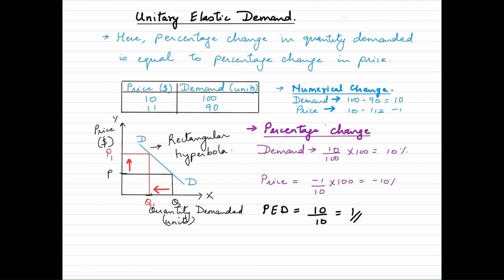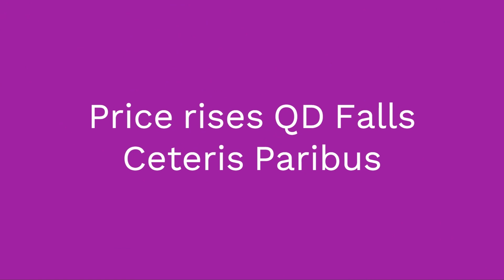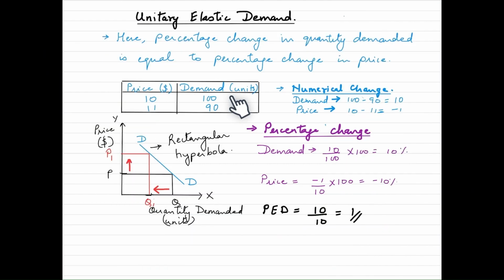Now, if we look at the schedule here, we see that we have price in terms of dollars and demand in terms of units, and we can observe that the price has gone up from $10 to $11, and consequently the law of demand operates. So the demand for the commodity has gone down from 100 units to 90 units. Now numerically, there's a change of about 10 units when it comes to the quantity demanded, and just $1 when it comes to the change in price.